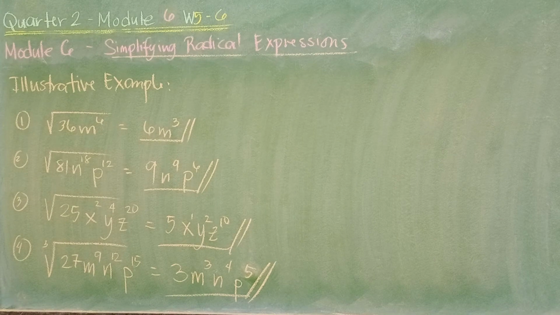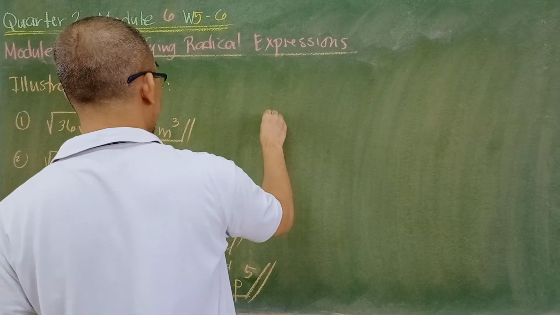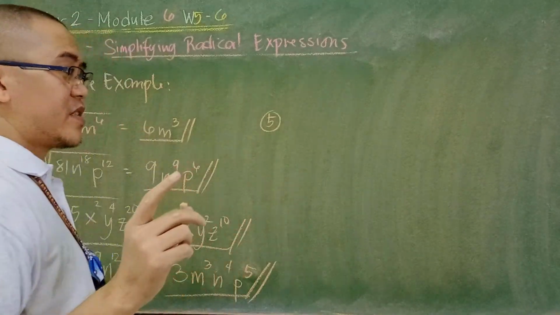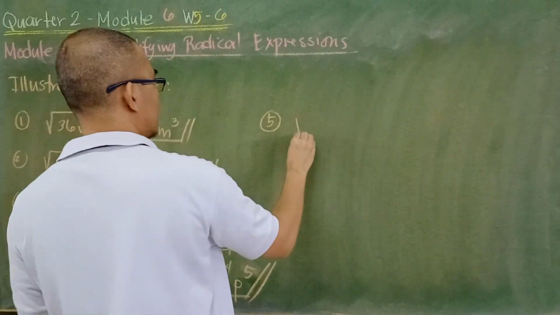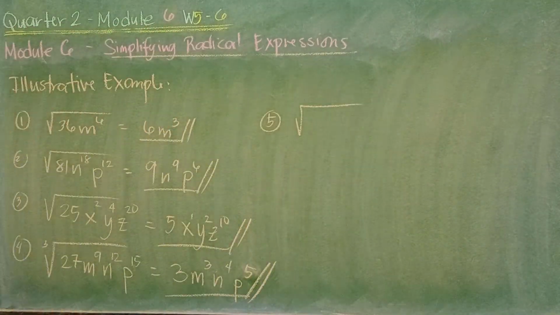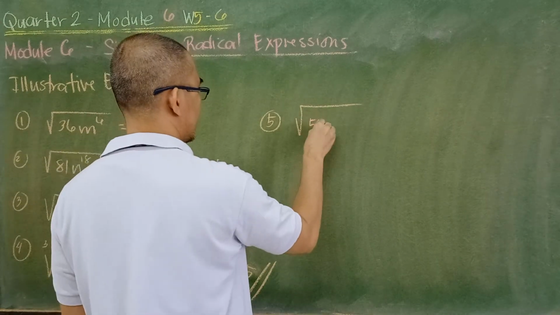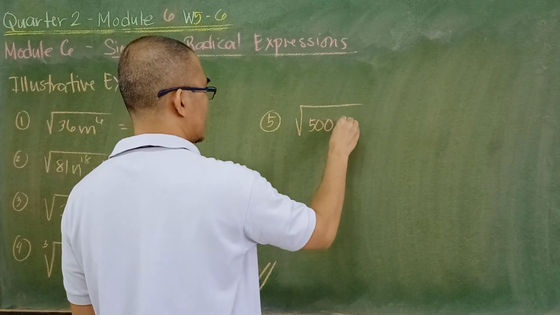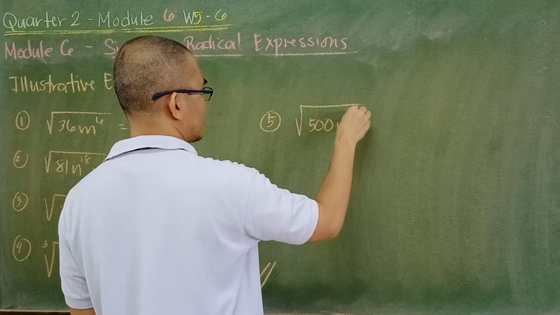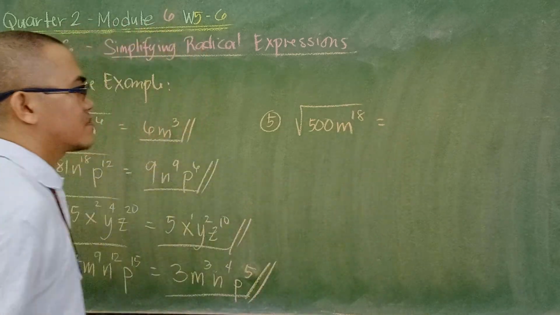So, ganyan lang basically yung simplifying radical expressions, yung madali. Number 4. Number 5. Gagamit na tayo ng prime number. Square root of 500, m raised to 18.